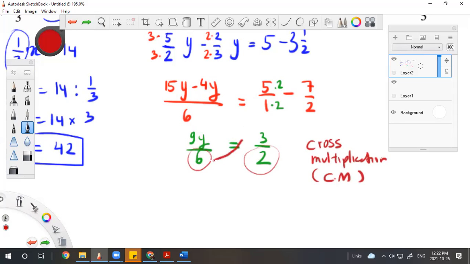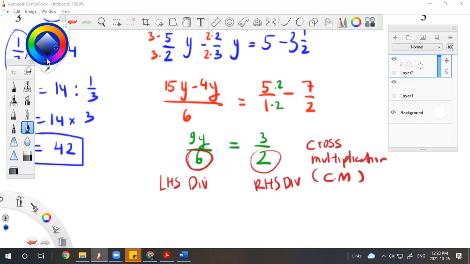See, 6 go right becomes multiply, right? Because over 6. And 2 go left becomes multiply also. Get it? Again, this is division on the left hand side, division on the right hand side. I want to change the division into multiplication by moving it from one hand side to the other hand side. So you just simply switch the position.